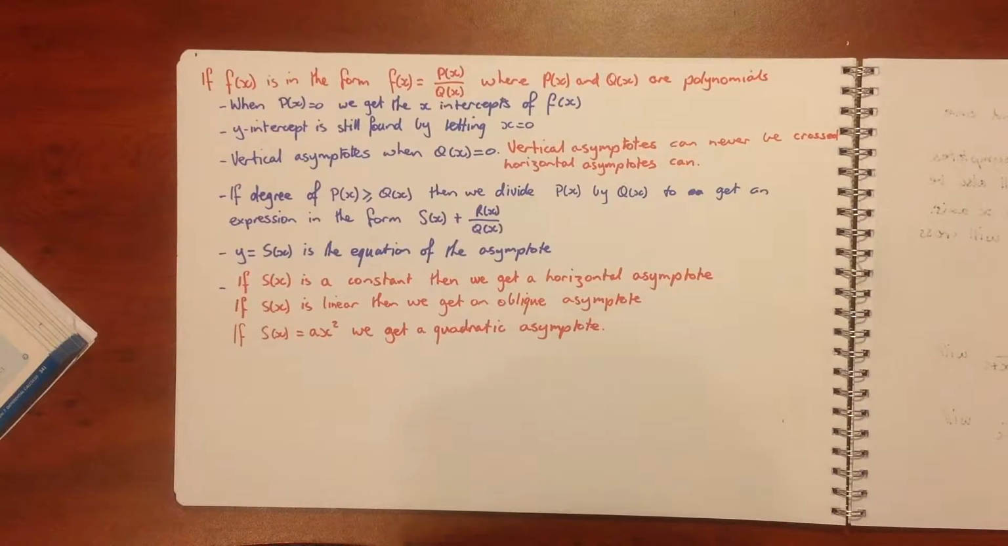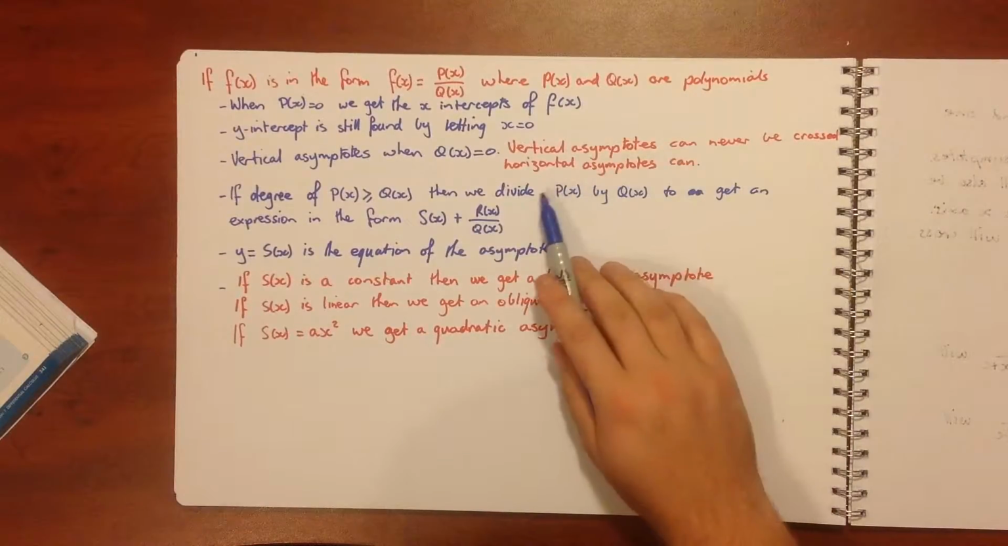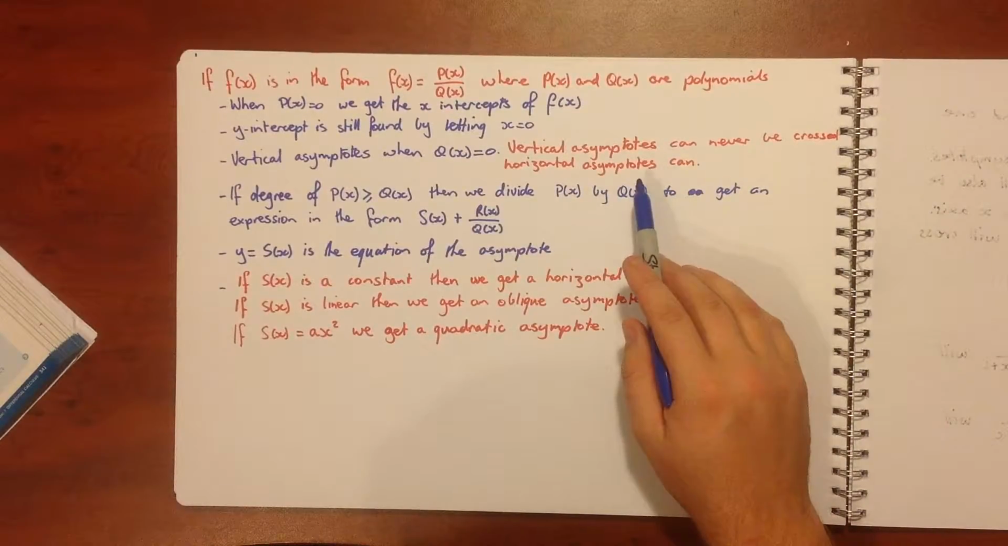Okay, the y-intercept is still found by letting x equal 0. Vertical asymptotes are when our denominator equals 0. Okay, vertical asymptotes can never be crossed, but remember horizontal asymptotes can.